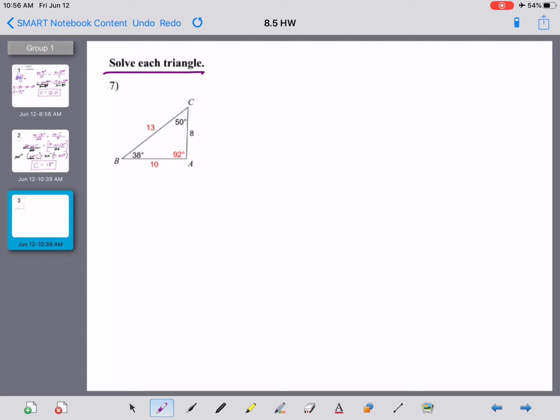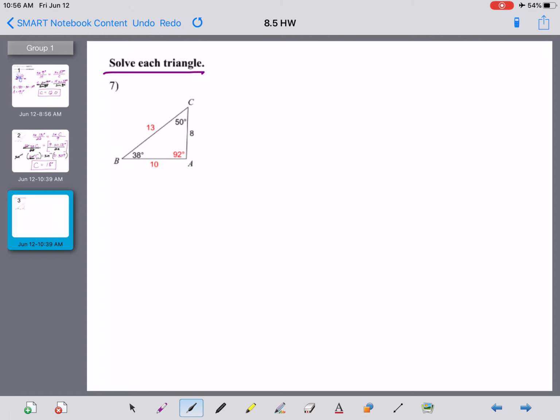Okay, and let's jump to number 7 where the directions are a little bit different. Solve each triangle. So what it means to solve a triangle is to come up with every missing piece of information that wasn't initially provided for you. So again, ignore the 3 red numbers. Those are the answers we're going to be coming up with in just a second. What we've got to do is figure out the 3 things that are missing.